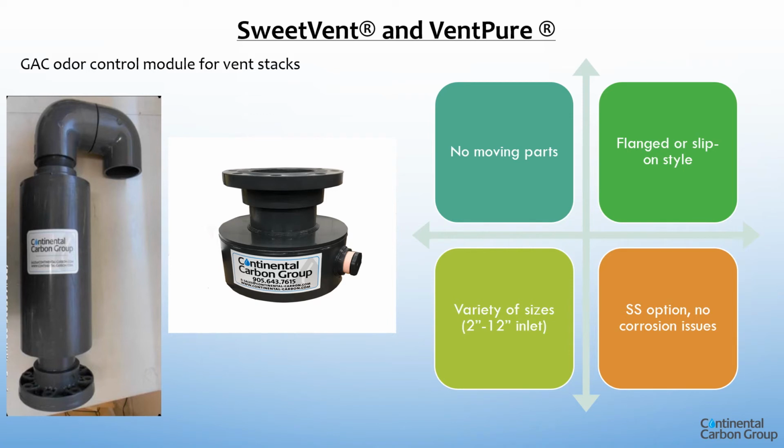If you have any vent issues or vent stack issues, which are potentially creating odors, for example in bakeries, we do offer our Sweet Vent and Vent Pure systems. These also have no moving parts. They typically come in 2-inch to 12-inch sizes, and they can be both flanged or slip-on style. Stainless steel options are also available.